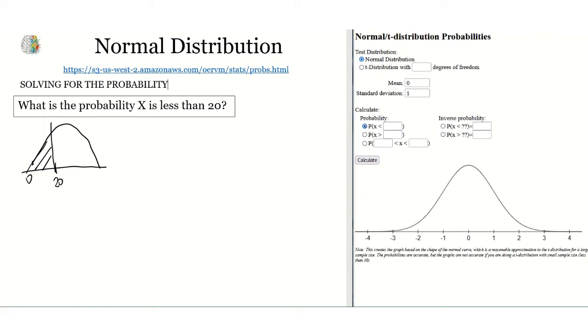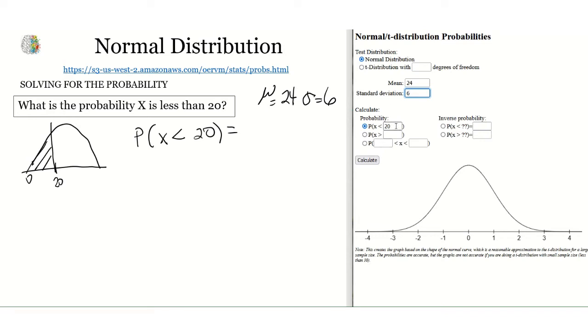So that means I'm going to use this first box. I want the probability that x is going to be less than 20. So I'm going to put 20 in my box. Let's use a mean of 24, standard deviation of 6. So I need to go ahead and change those, 24 and 6. I've already got my calculator as normally distributed. I've put in my mean. I've put in my standard deviation.